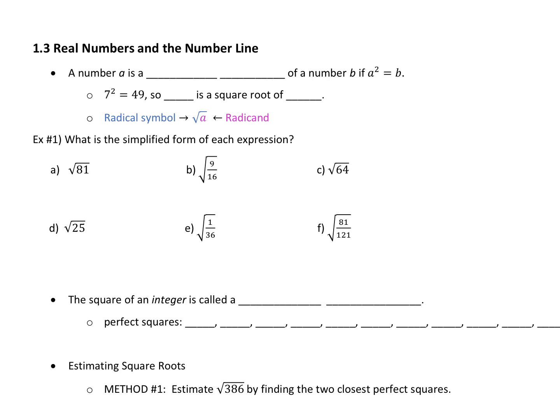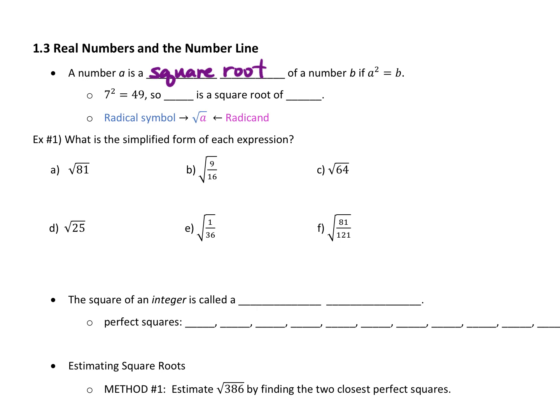So that very first bullet says a number A is a blank blank of a number B if A squared equals B. Okay? The words you're going to write there, does anyone know them? Square root. Okay, so those two blanks are square and root. A number A is a square root of a number B if A squared equals B.